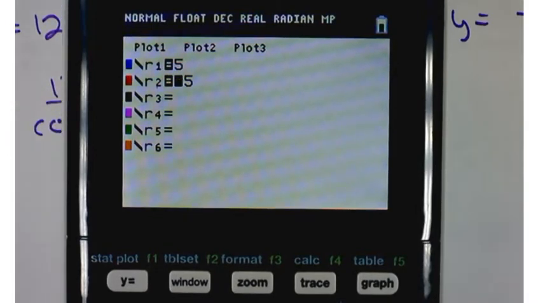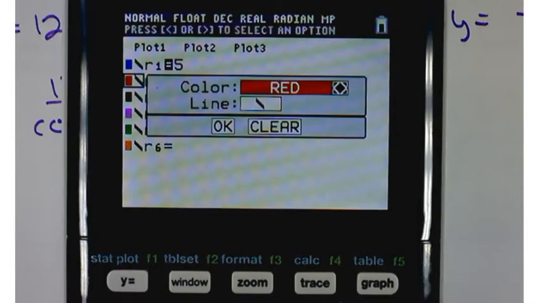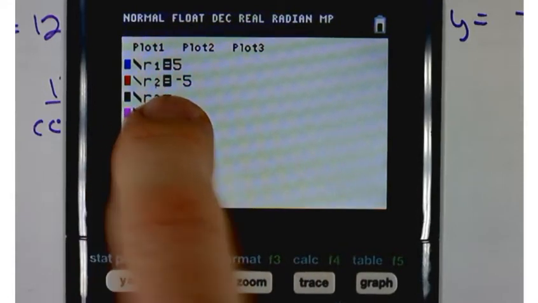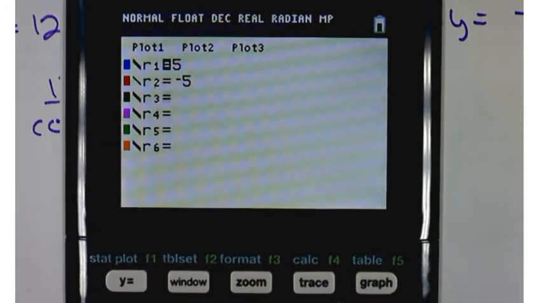Now, a little trick here. If you cursor to the left of the r equals in this case and press enter, one of the things you can do is, actually, you know what? Not even that. My bad. If you just put the cursor on the equal sign and press enter, it'll turn that graph off. I don't want to graph that second equation just yet. I'll come back to it in a minute.